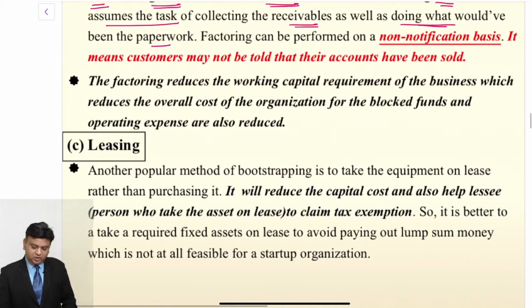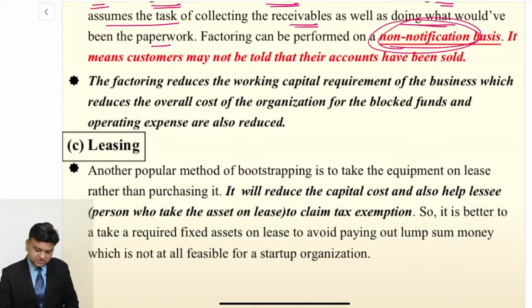Factoring can be performed on a non-notification basis, so your customer is not aware. It means that the customers may not be told that their accounts have been sold.